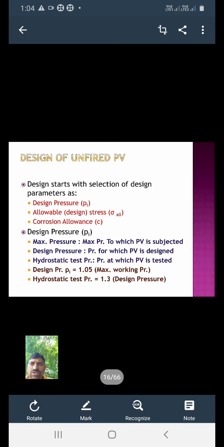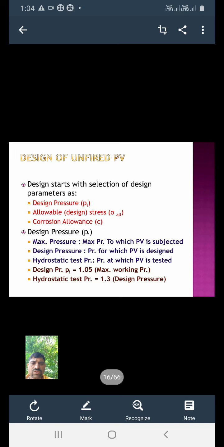What is the design pressure? It is denoted by Pi. Design pressure is the pressure for which the pressure vessel is designed. As I have already told, Pi is equal to 1.05 times the maximum working pressure, or you can say Pi is equal to 1.05 Pmax. This is the relation.